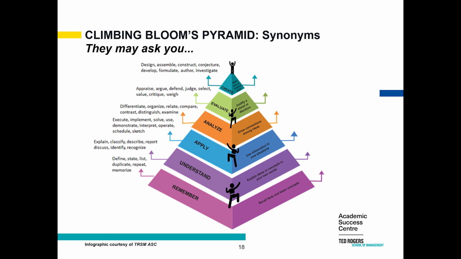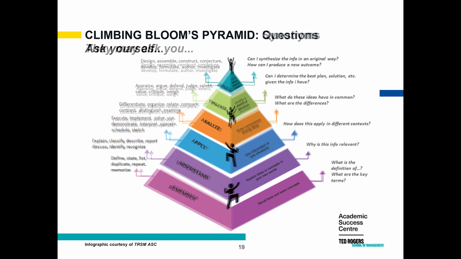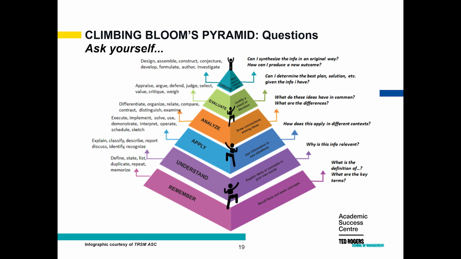Remember that each level of the pyramid is not independent. Upper levels of the pyramid require understanding and usage of the strategies from the preceding levels. For each level, ask yourself pertinent questions such as these. Remembering is about recalling facts or basic concepts, so ask yourself questions like, what is the definition of, or what are the key terms? To understand, you need to explain concepts in your own words. Ask yourself, why is this information relevant? To apply your learning to new situations, ask yourself exactly that question. How do you apply this in different contexts?